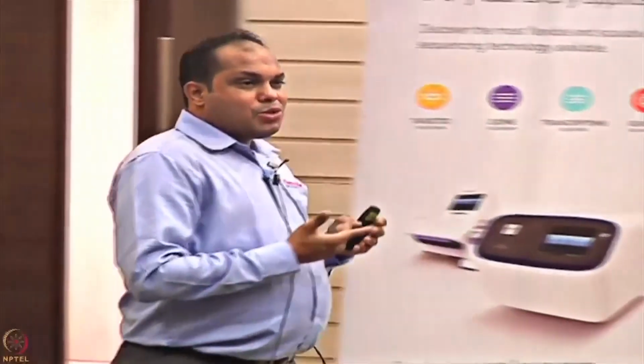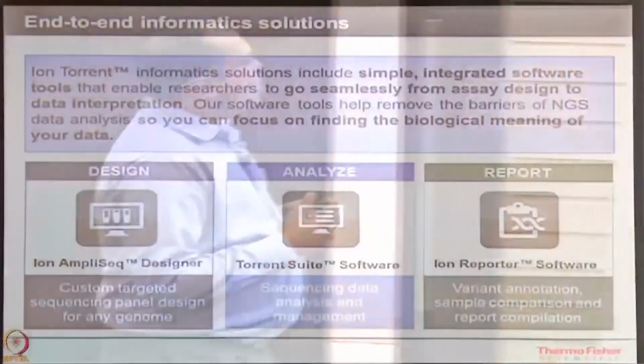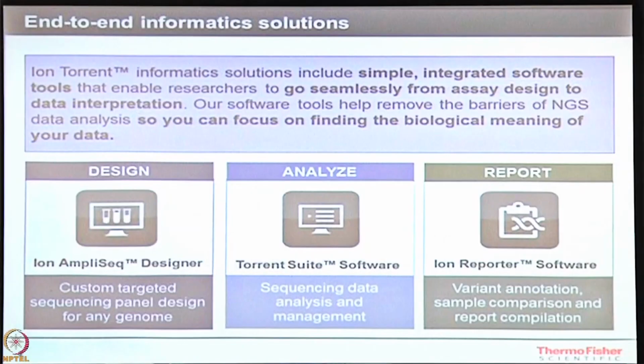So what happens over here is you have a technology called Ion AmpliSeq Designer as the first stage, which helps you to design those regions which can be utilized for sequencing in NGS. In this we have 3 stages. One is the design, second is the analyze, and third is something called report.